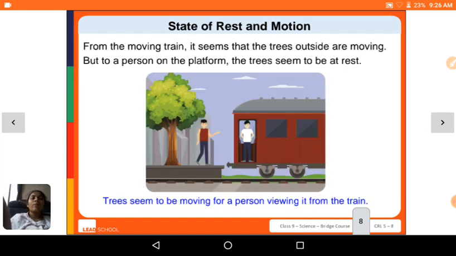From a moving train, it seems that trees outside are moving, but to a person on a platform, the trees seem to be at rest. Trees seem to be moving for the person watching from the train.